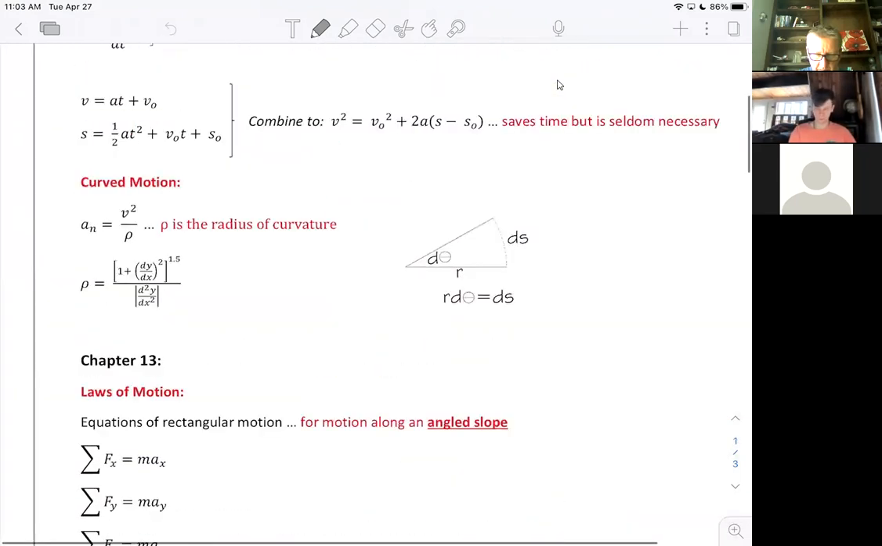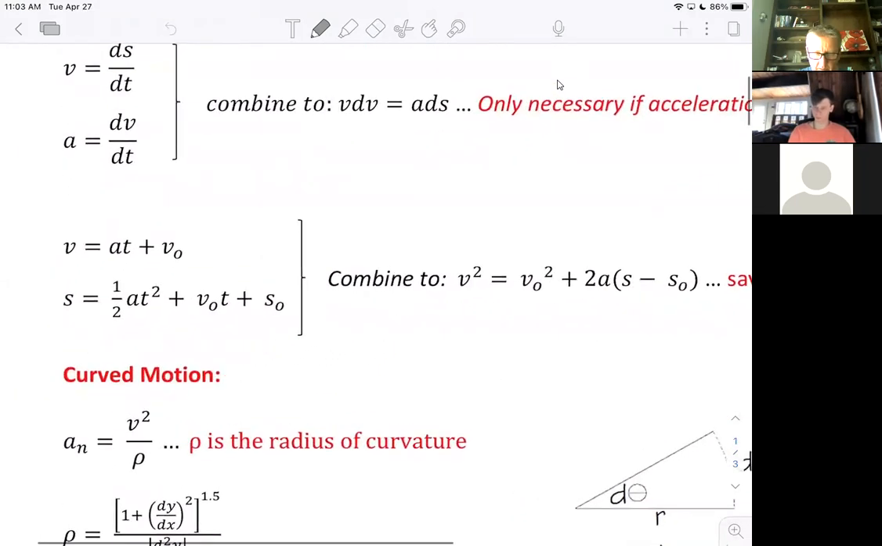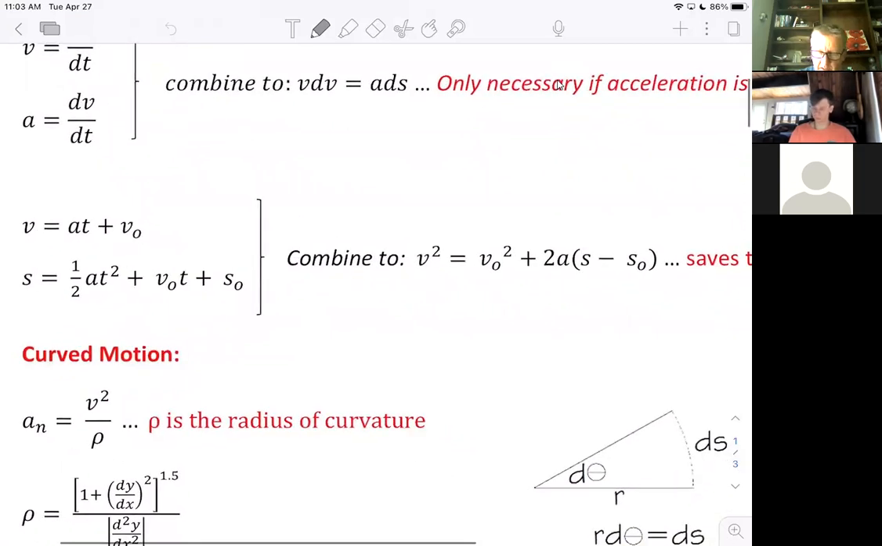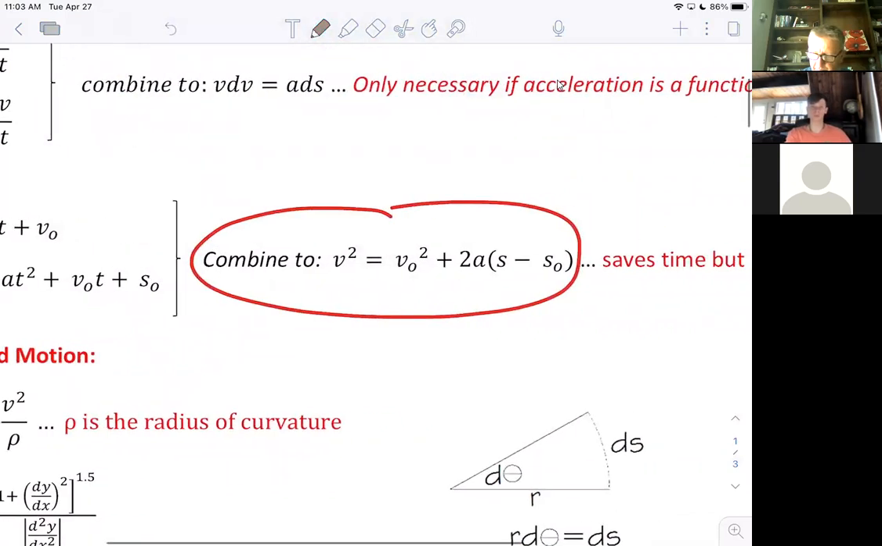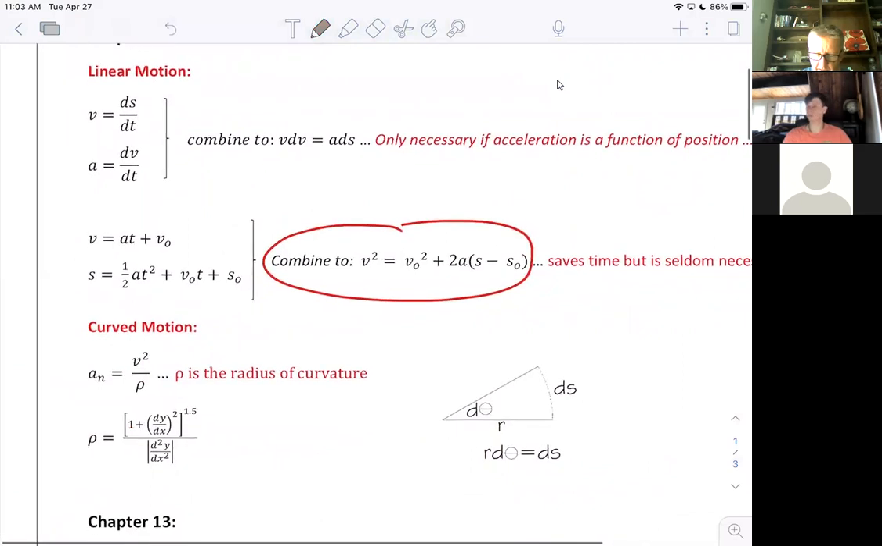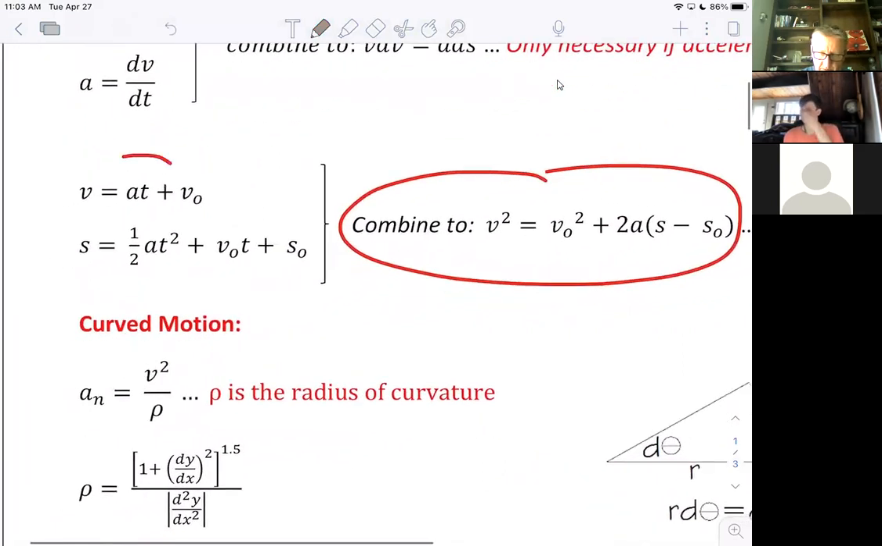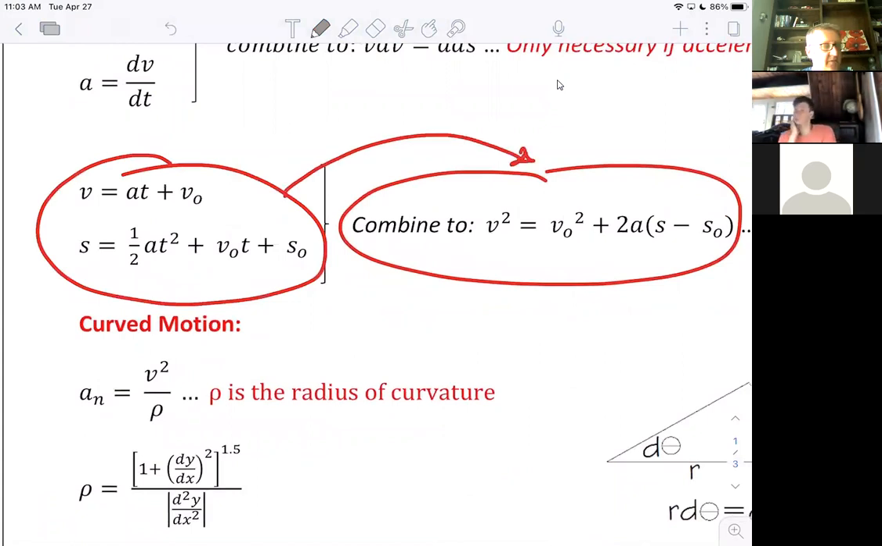To do that, let's back up a little bit. I want to show you a couple of things actually. So this formula right here that I said we seldom need saves time but is seldom necessary. I pointed out that if you combine these two equations, that's what produces this other equation. The thing I thought was really hard about physics is that the physics teacher seems to have command of these like 20 formulas and always just seems to know which one to grab. But the reality is there's not a bunch of formulas.